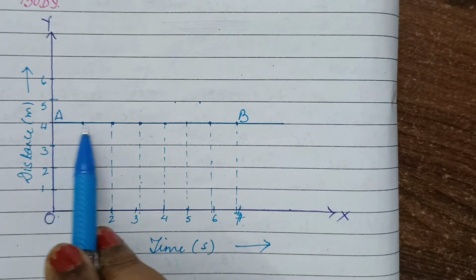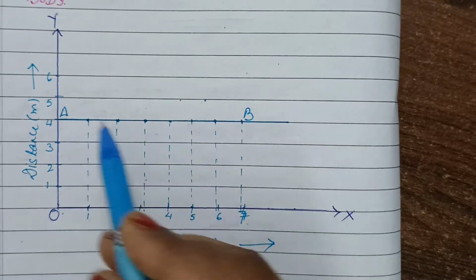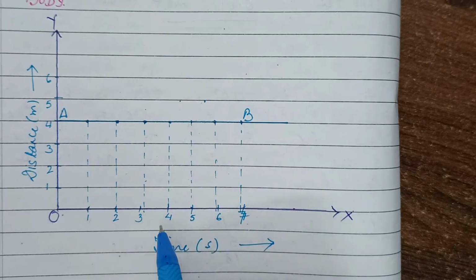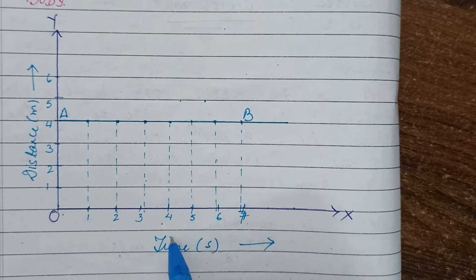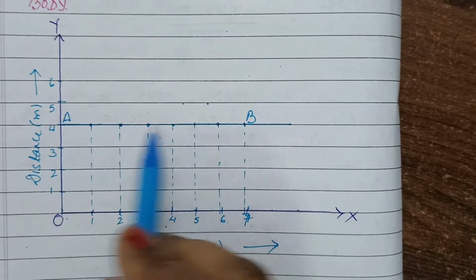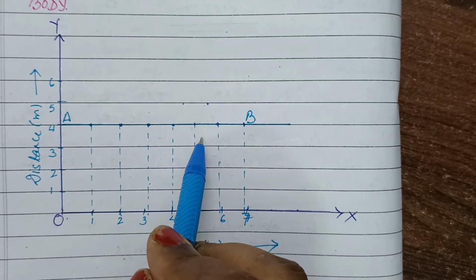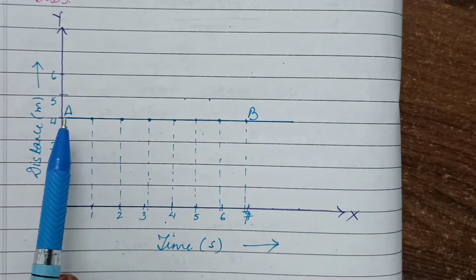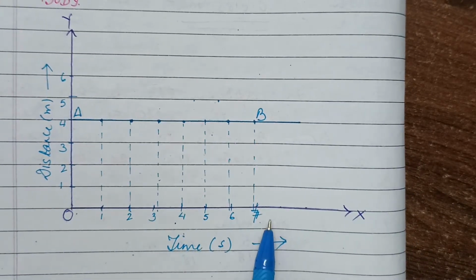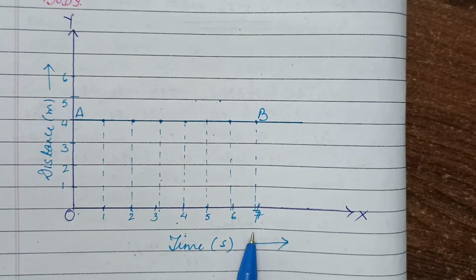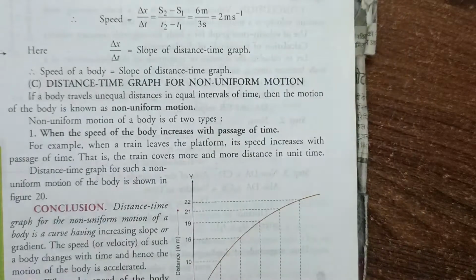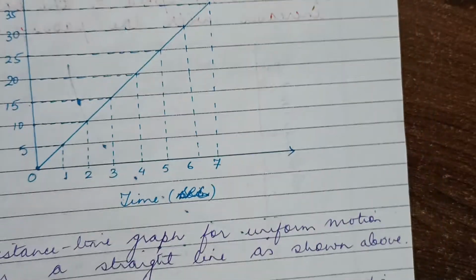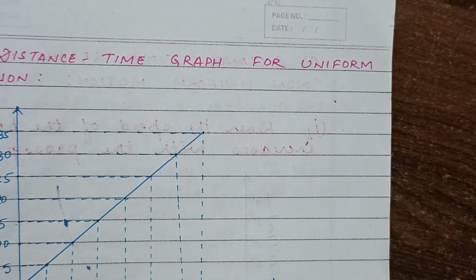So the distance time graph for such a type of body is a line parallel to x axis or time axis. So this is the type of graph which you get for a stationary body. It is a straight line parallel to time axis or x axis. The next type of graph which we will be learning now is the distance time graph for uniform motion.